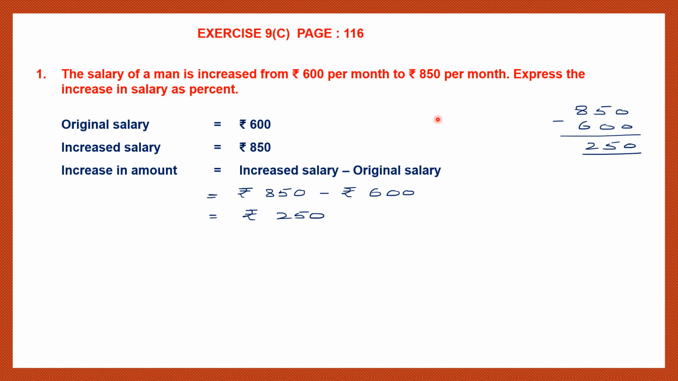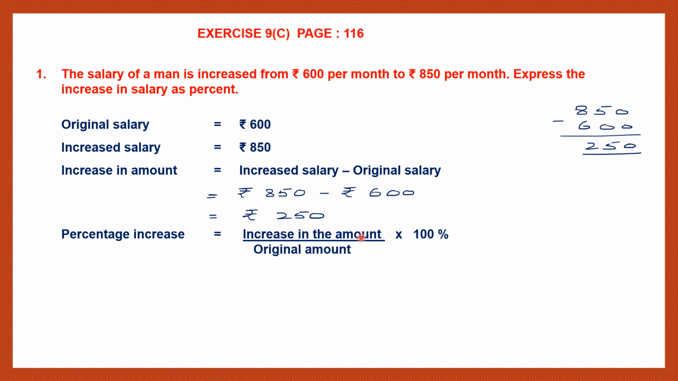Now if we have to express this increase in salary as percent, there is a formula to do that, and this is the formula. That is increase in amount, that is 250, divided by the original amount, which is 600, and because we are finding the percent, we multiply by 100%. Okay, so you have to understand this, whether it's percentage increase or decrease, we have to write that on top. Increase in the amount divided by the original amount and then into 100%. So let's do that. Increase in amount is 250 rupees. The original amount is 600 rupees. Now we multiply by 100%.